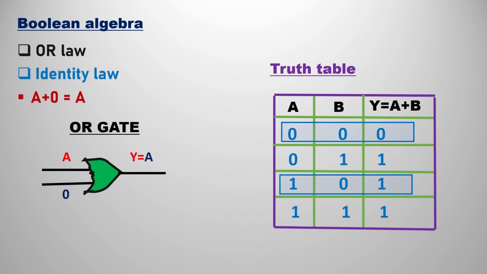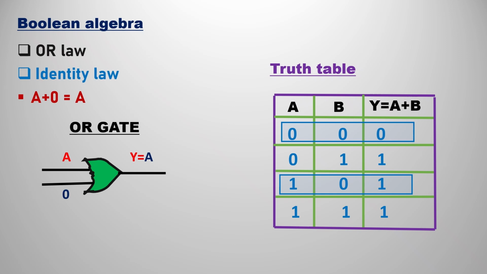The next thing that we are going to see in the OR law is the identity law. Just like normal math, if anything plus 0 gives the same thing, that is a plus 0 is equal to a only. So that depends on a. If you observe, if you replace b with a 0, you are going to have two cases, that is the first and third cases. So if b is 0, then it depends on a only.